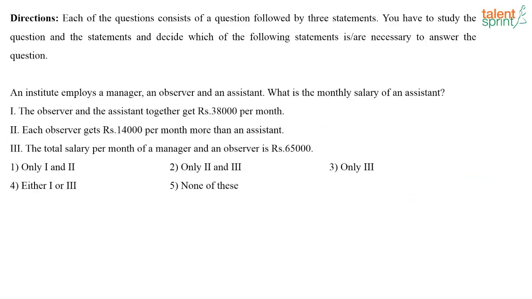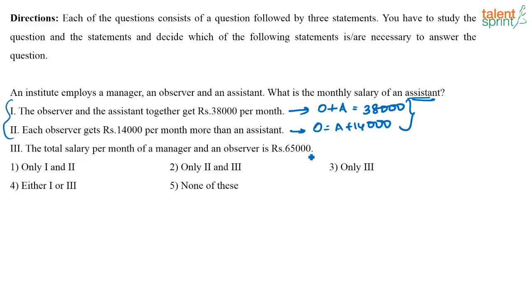Next one. An institute employs a manager, an observer, and an assistant. What is the monthly salary of an assistant? A lot of you are giving me the answer as option 1. Let us check. The first statement says the observer and the assistant together get 38,000 rupees per month. So salary of observer plus salary of assistant is equal to 38,000. Next, each observer gets 14,000 rupees per month more than the assistant, so the observer gets A plus 14,000. Now using these two statements directly, I will be able to find the salary of an assistant. So statements 1 and 2 are enough to arrive at the answer.